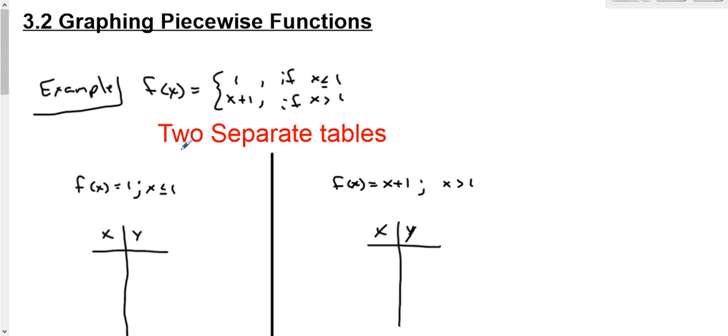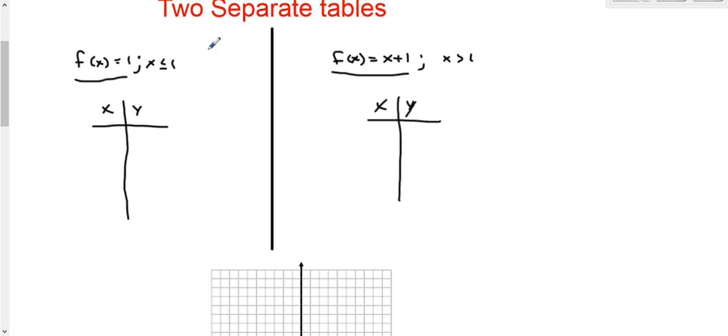So what we need to do is set up two separate tables for graphing. One for f of x equals 1, and the other one for f of x equals x plus 1. We have to pay attention to the inequality given to us. So we are starting at x equals 1, and then we're going to choose all the values less. Your table is going to be set up to include those values, and you want to get enough values to allow you to graph.